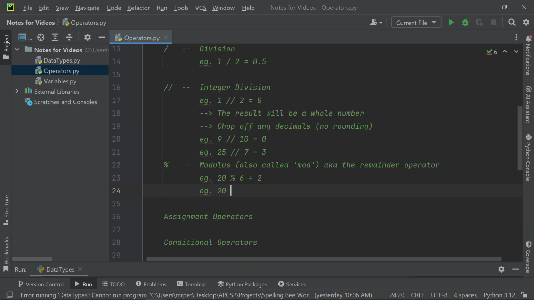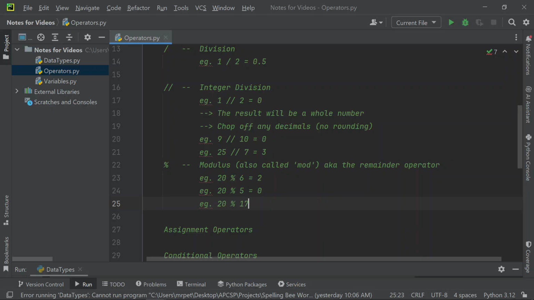If we had something that divides evenly, well, then our remainder is 0. 5 goes into 20 perfectly, there's nothing left over. We could also have an example where you have something that only goes in once. 20 mod 17 is, well, it goes into it once, so we have 3 left over.